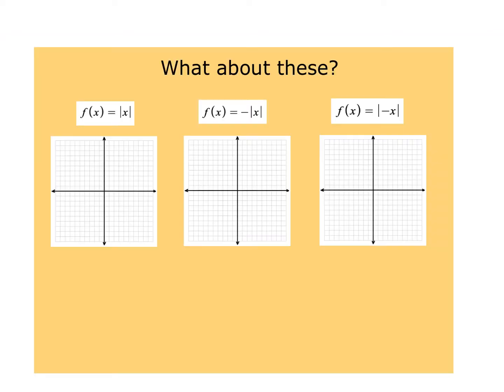All right, last parent function to analyze, the absolute value function. Try this one. What's going to happen to this absolute value function if you multiply by a negative on the outside and on the inside? How would you describe that? And what does the graph look like?